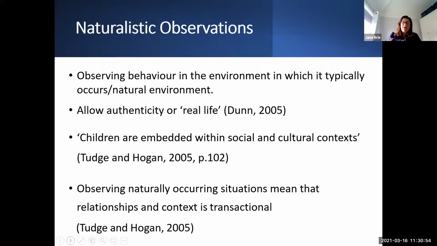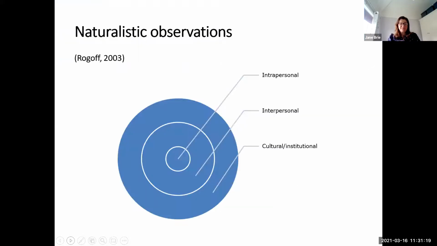And they go on to talk about how this sort of maybe more natural observation occurs in situations that mean relationships, and the context is transactional. So there's this relation, isn't there? There's relational, the interaction. How does the child or the children interact with their environment as well. That's an important consideration to consider as well.